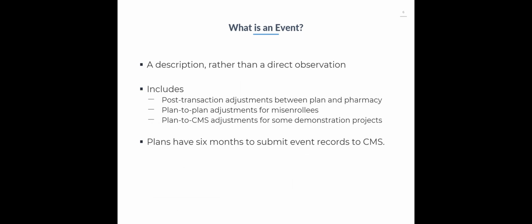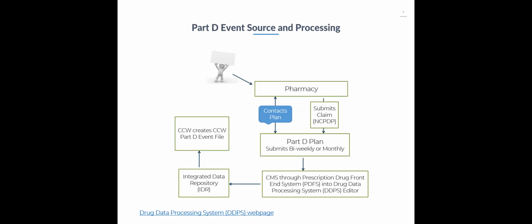For an event, this is actually a description of what happened rather than a direct observation. So when someone goes to the pharmacy counter, we don't get information on the claim. It's the event, it's the fill itself. We get a description of what happened during the fill. So it actually has post-transaction adjustments between the plan and the pharmacy, and any plan-to-plan adjustments for someone that maybe switched their enrollment. We get plan-to-CMS adjustments if it's a demonstration project and CMS is coming in to help with some of the costs. And then plans have 6 months to submit event records to CMS. So it's not instantaneous; it's not that every day they're collecting all of the fills that happened that day.